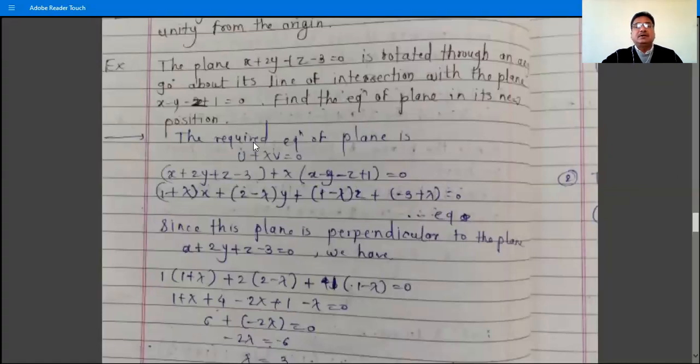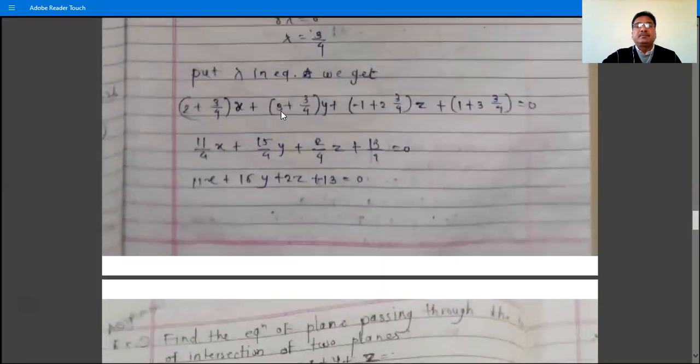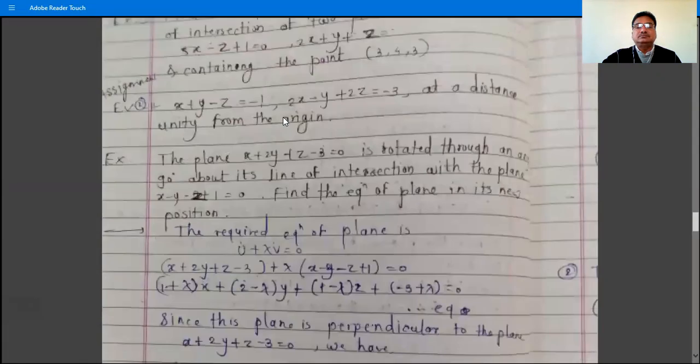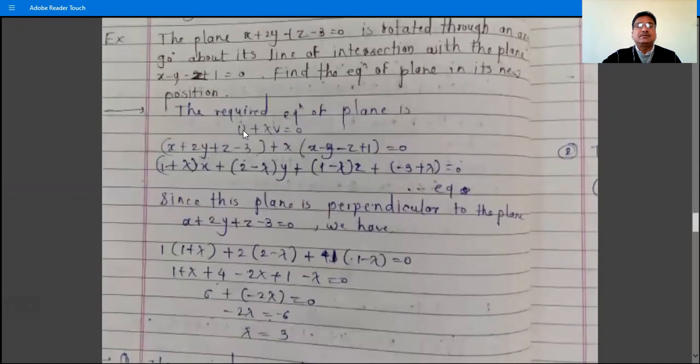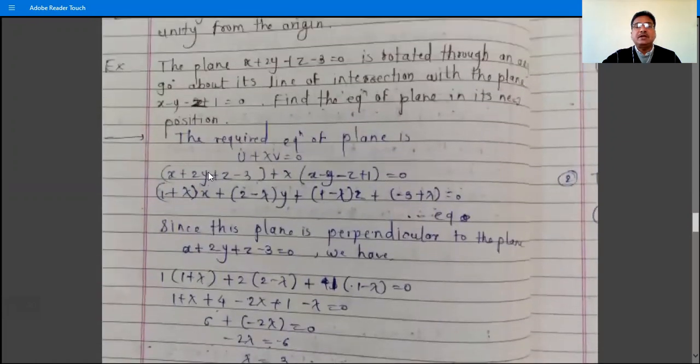Okay. So suppose the required equation of plane is U plus lambda V is equal to 0. That is, we have to find the equation of the plane passing through the line of intersection of these two planes, and the required plane is perpendicular to this plane. So it is the same problem as the previous type. The required equation of plane is U plus lambda V is equal to 0.